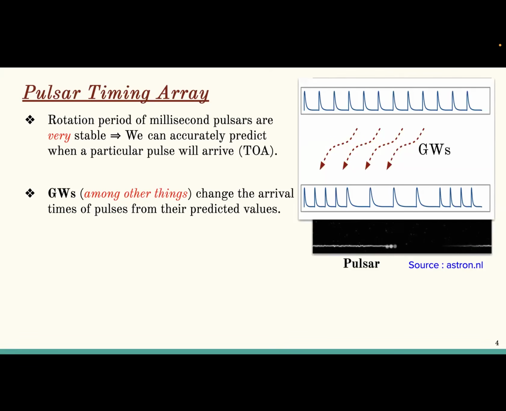But how will gravitational waves affect the pulses? In this example, you can see if there are no gravitational waves and no other effects, then this is how the pulses will arrive: nice pulses, equidistant in time. But if there is a gravitational wave passing between the pulsar and the Earth, sometimes the pulses will be squeezed together and arrive earlier than expected, and sometimes the pulses will be stretched out, so they will arrive later than expected. The difference between the actual time of arrival of a pulse and the predicted time of arrival based on a model is called the timing residual. And our goal is to detect the gravitational waves.